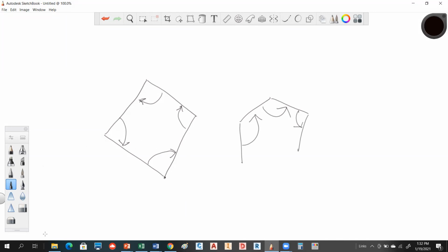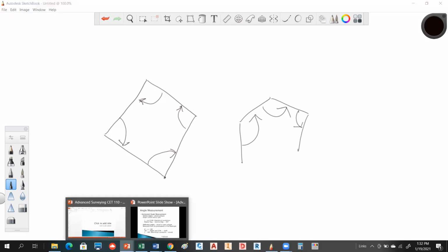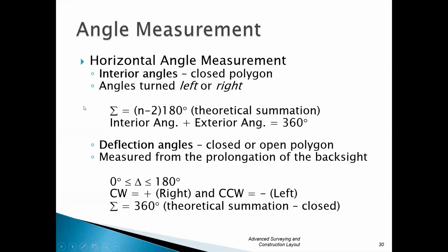And the one is that when you do this, you can get yourself a check on your angles. So we have this thing called the theoretical summation, and that's what this sigma refers to. What this says is that the sum of all interior angles has to always equal this theoretical sum based on the number of sides. So what this says is if I have a three-sided figure where n is 3, (3 minus 1) times 180 tells me that those three angles have to sum up to 180.